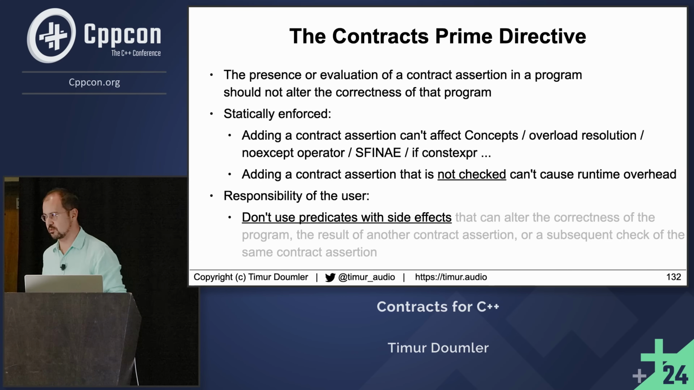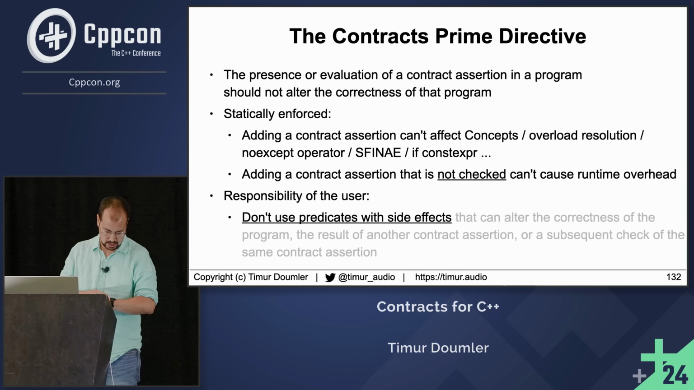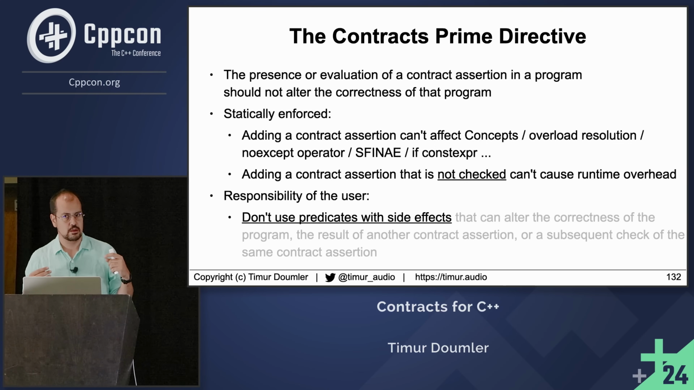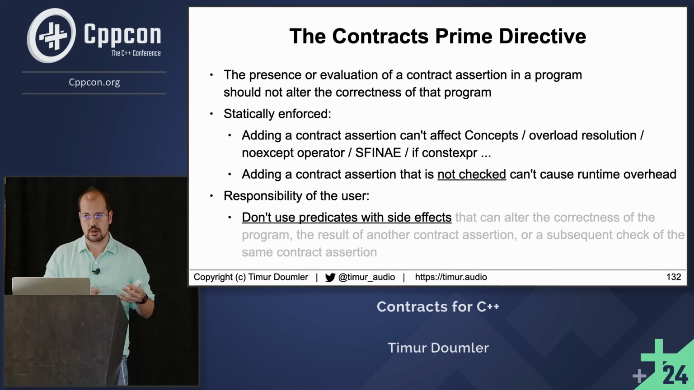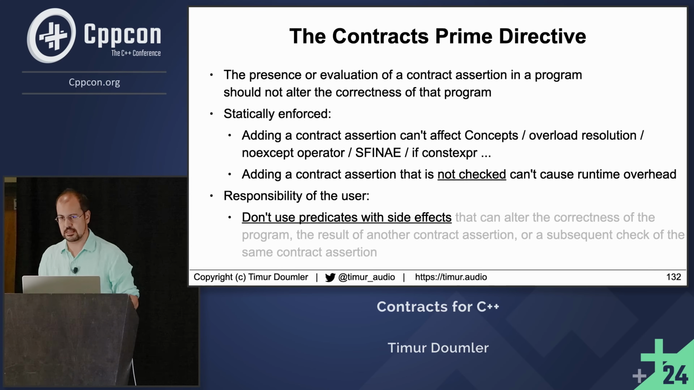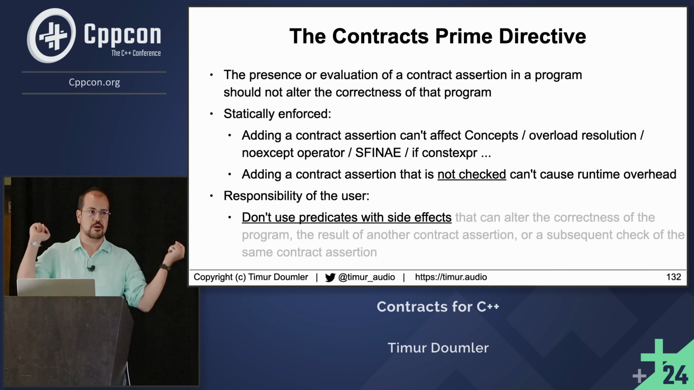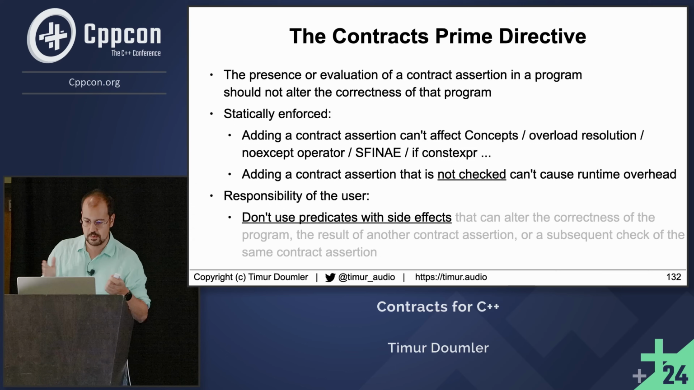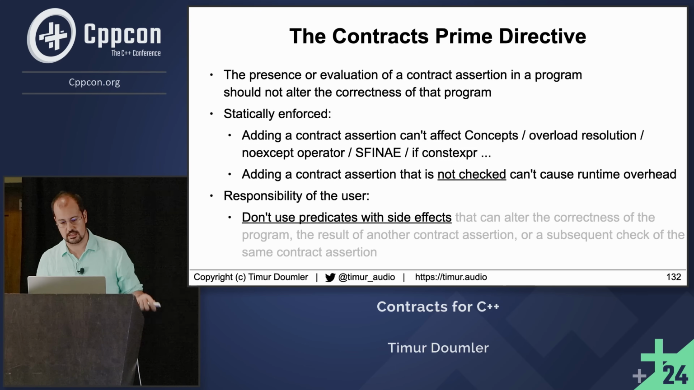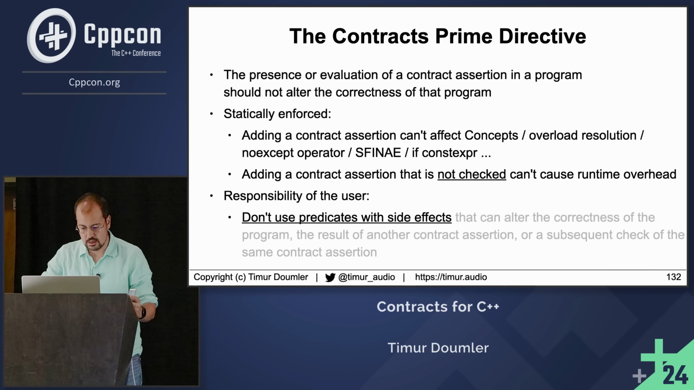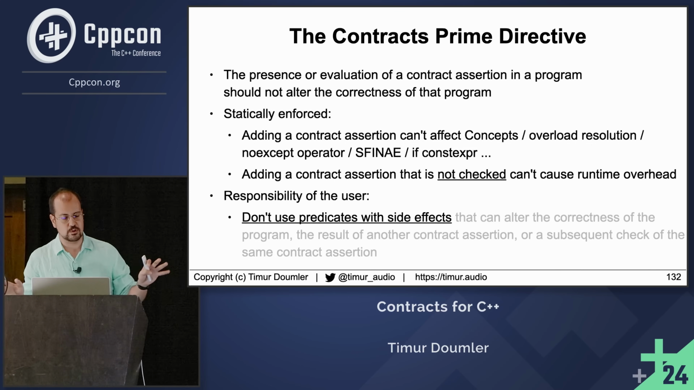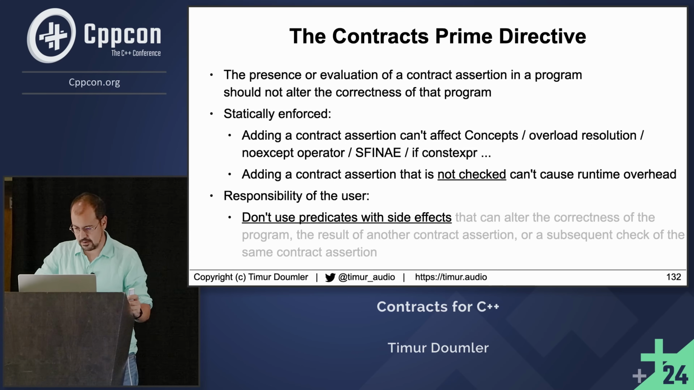For example, one valid use case would be you want to check a variable in your predicate which is concurrently accessed by other threads, so you can put a lock around it or something like this, right? That's probably going to be a side effect that's not going to mess with other things, although that depends on your program. So the basic rule is maybe just don't use predicates with side effects at all.